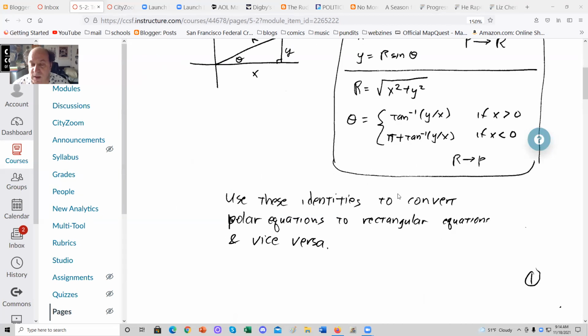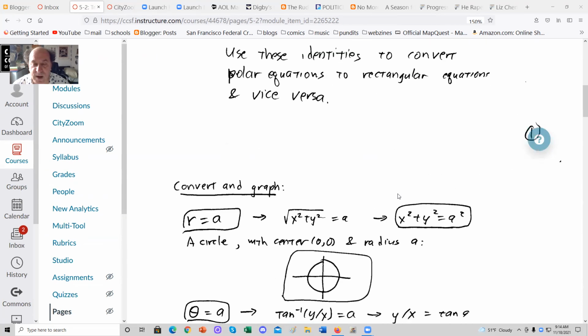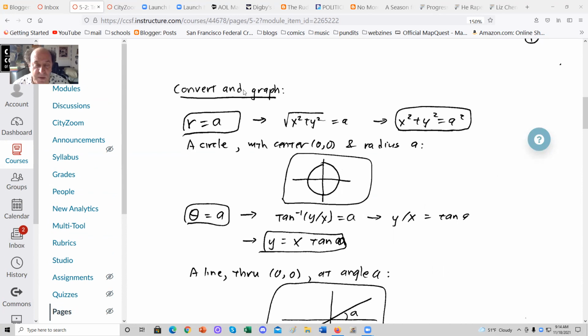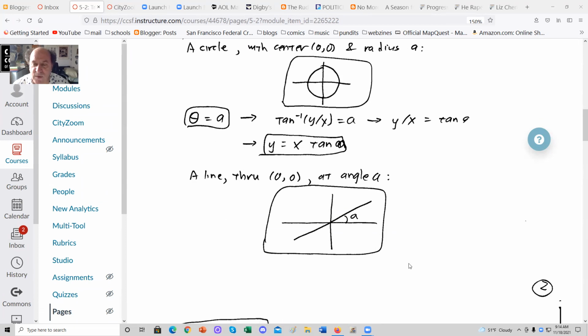All right, now we can use these identities to convert polar equations to rectangular equations and vice versa. For example, r equals a, so it's a distance a from the origin. Since r is root x squared plus y squared, x squared plus y squared equals a squared. That's the circle, center 0 by 0 and radius a. Theta equals a for a specified angle a. Arctan of y over x equals a, so y over x equals tangent a, so y equals x tangent a. So it's this line through the origin.